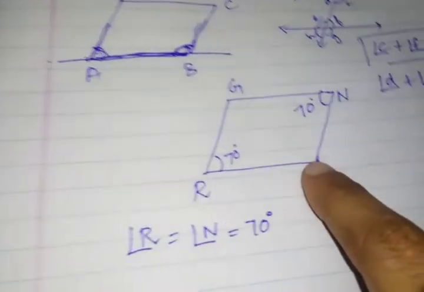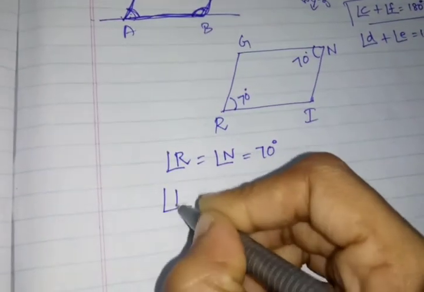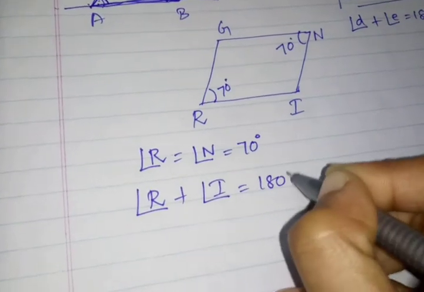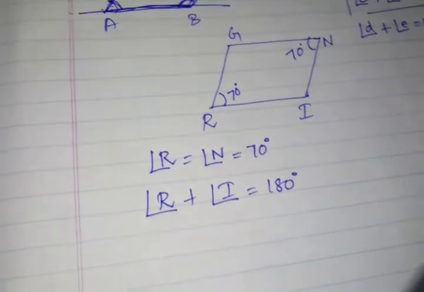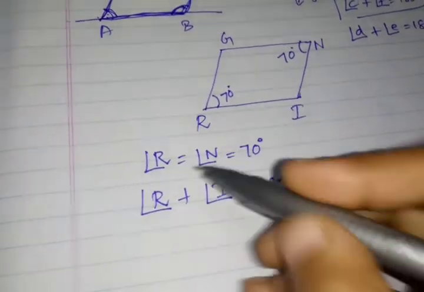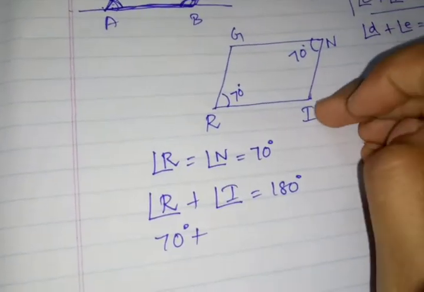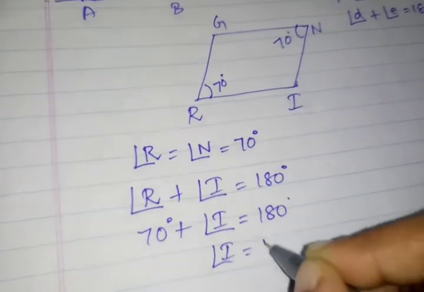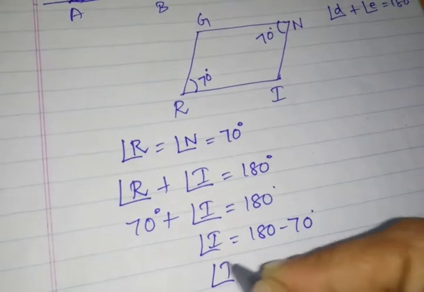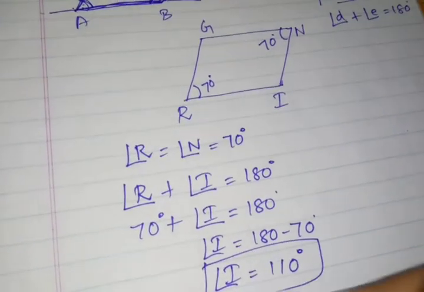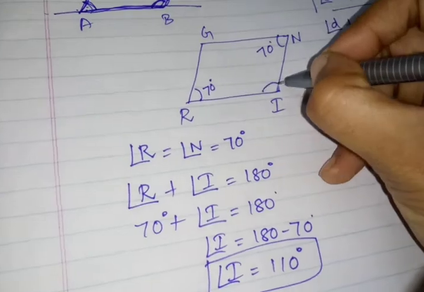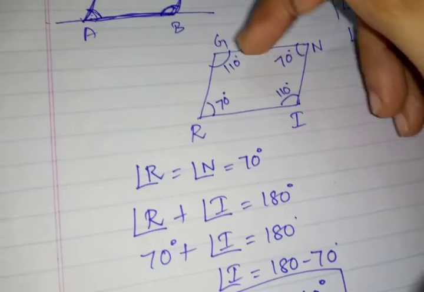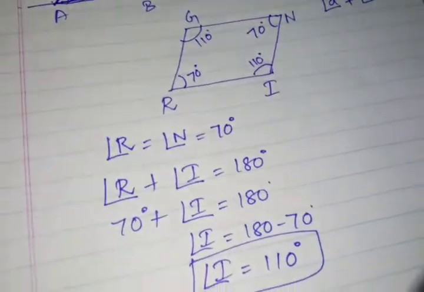Can we find this angle I? Yes, because if I add adjacent angles, they are supplementary. Supplementary means if I add two near angles, it is equal to 180. So R is 70 plus I, which I don't know, so I am putting I, equal to 180. Angle I is equal to 180 minus 70. Angle I is equal to 110 degrees. So now have you found the value of I? Yes, 110 degrees. So this is also 110 because opposite angles of a parallelogram are equal.